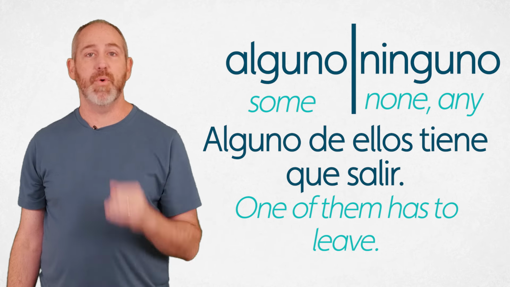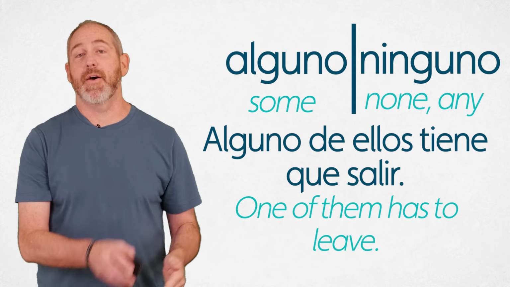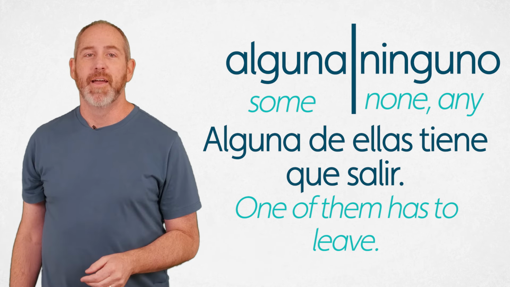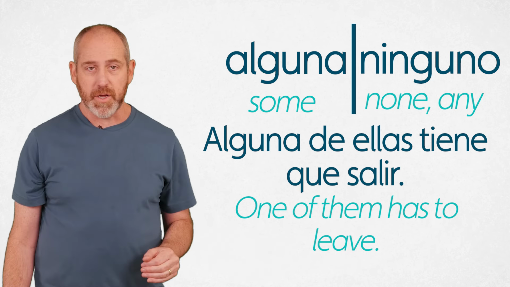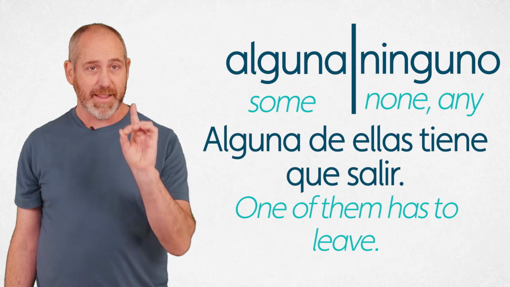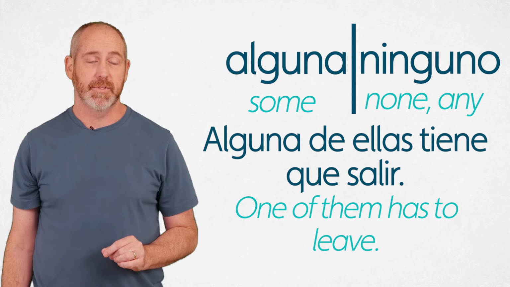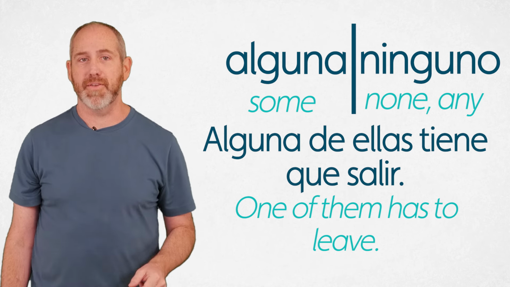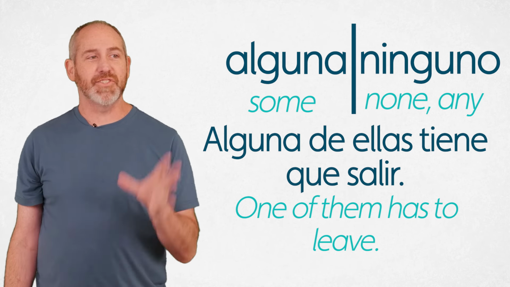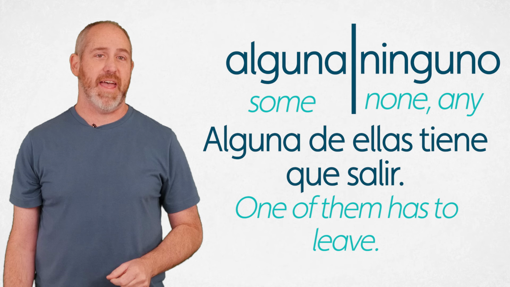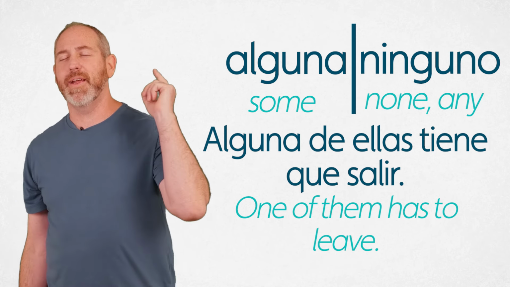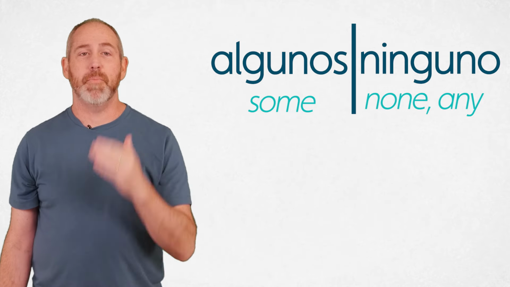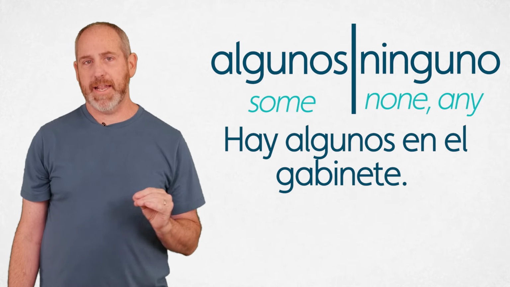Now we can do the same thing when it replaces a feminine noun. It's going to be alguna. Probably guessed that already, didn't you? So I can just change that and just talk about girls and say alguna de ellas tiene que salir. Alguna de ellas tiene que salir. I don't know why, but one of them has to leave. Okay, now let's look at the masculine plural version of that, which is going to be, I bet you're guessing it already, algunos. All right, here's an example. Hay algunos en el gabinete.